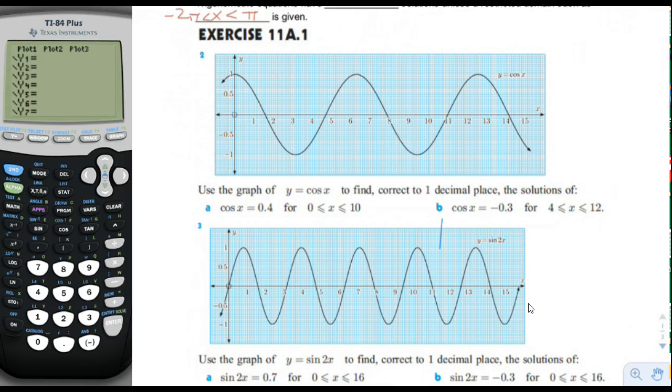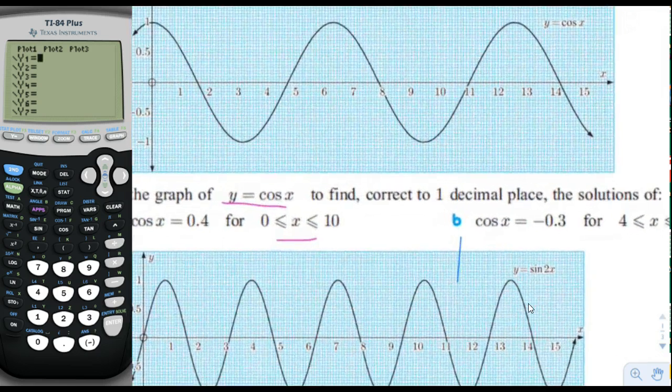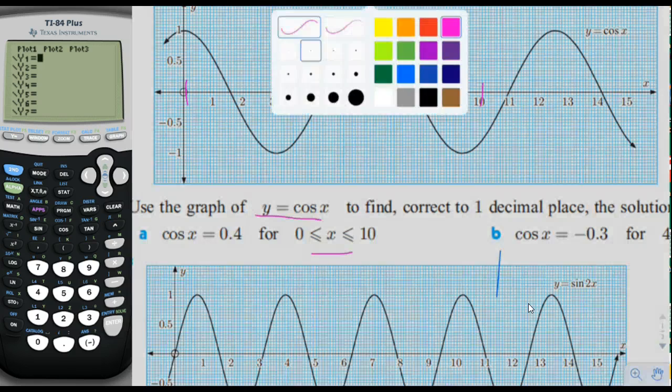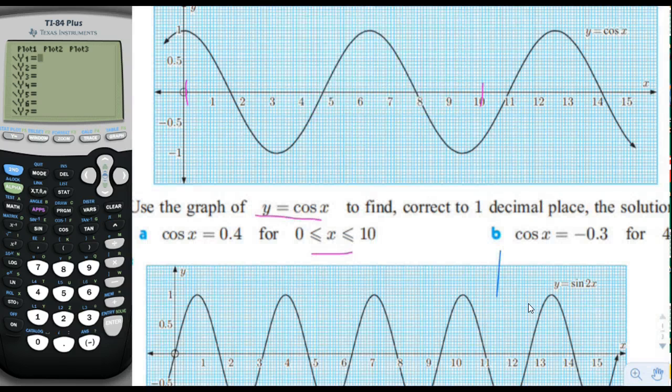So use this graph of y equals cosine of x to find, correct to one decimal place, the solution of cosine of x equals 0.4 for the domain 0 to 10. So that would be from here to here. They want all the solutions where cosine of x equals 0.4. Let's try to draw a line at 0.4. I think it's about here. I'm drawing a really straight line here. Okay, it's about there.